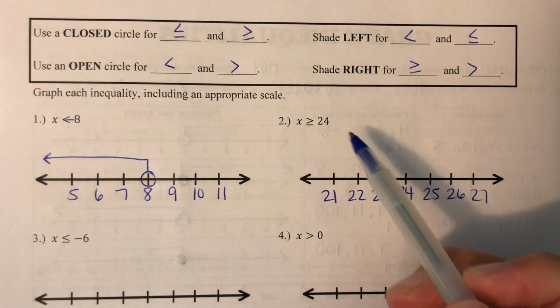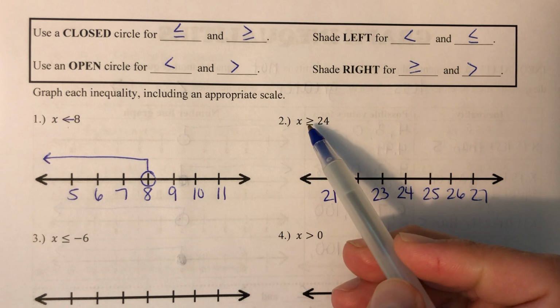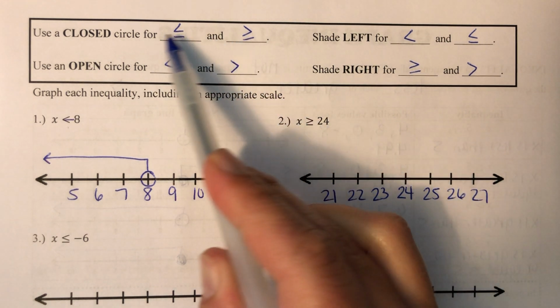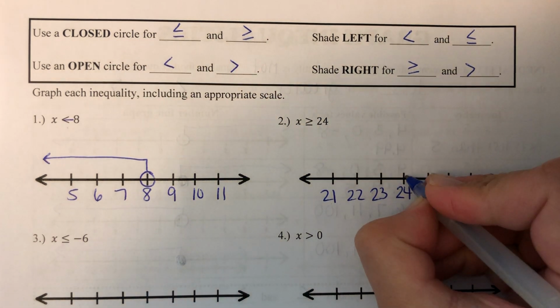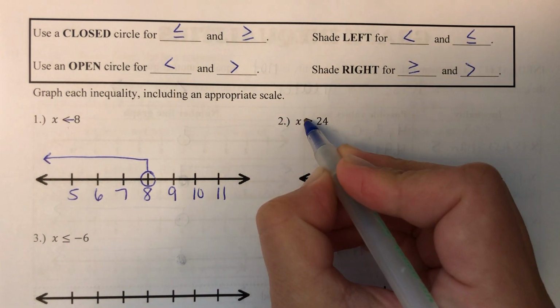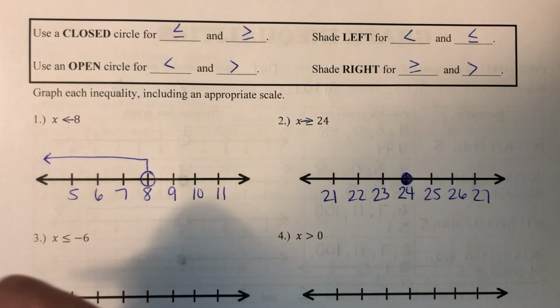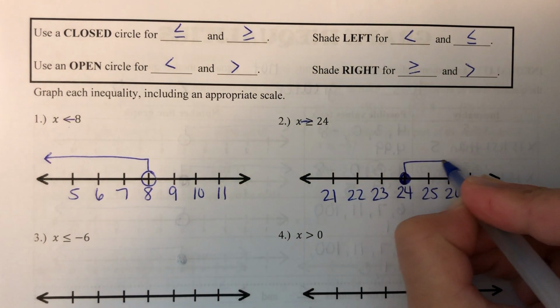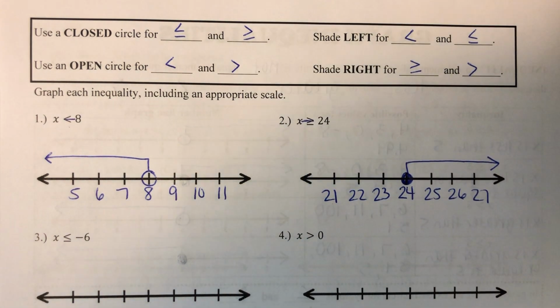All right, so deciding if it's open or closed. It has the equal to on it. The equal to means I'm closing it. We're gonna color it in. I'll do that little trick. Let's stick that arrow in. It's pointing to the right, so let's go in that direction.